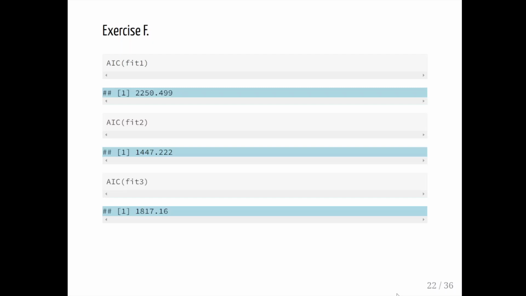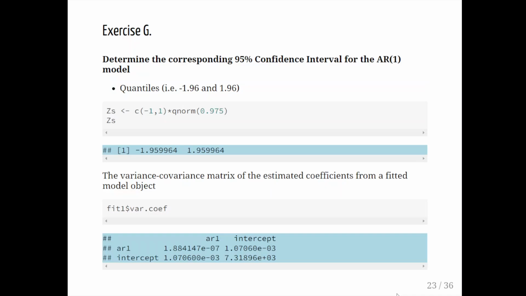We finish off by looking at these AIC values to determine which of these models was the best fitting, and it turns out it's fit 2. Its AIC metric is much lower than the other two. So maybe that's good, maybe it's not. We'll find out. So that's where we're going to pick up from. So we're going to determine the corresponding 95% confidence interval for the AR1 model. Now that's actually fit 1. So we're just going to go with fit 1, even though it's not the best fitting model. It's what we're asked for.